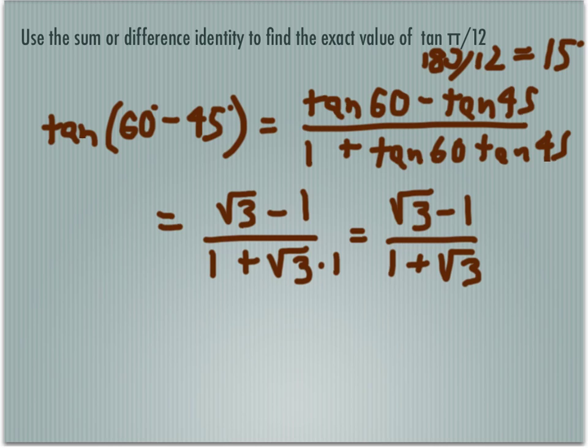Now that's an okay answer, not fully simplified. I think since I'm running out of time a little bit, I'll let you try to work on that. You'd have to multiply by the conjugate of this to get your final answer, which I believe should be 2 plus the square root of 3.